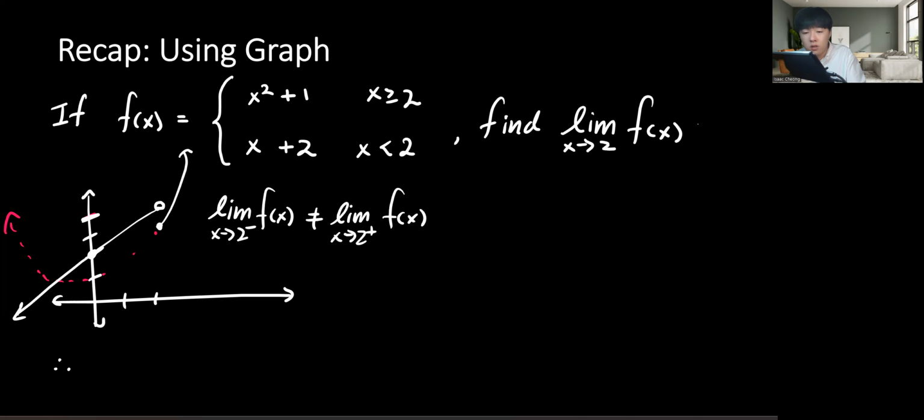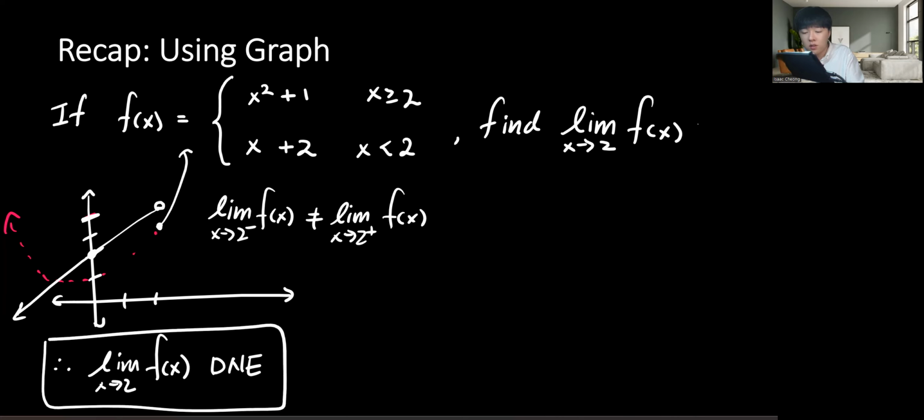Therefore, the limit as x approaches 2 of f(x) does not exist, right? That should be the answer. Why? Because the left and right limits are not equal to each other. There's another way of doing this, like using algebra. We can definitely just compute the left and right limits.